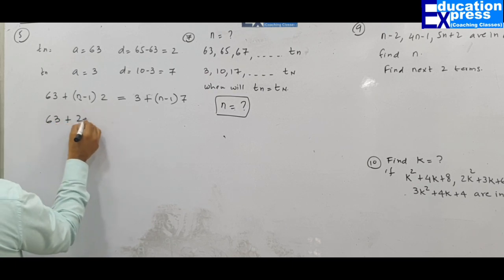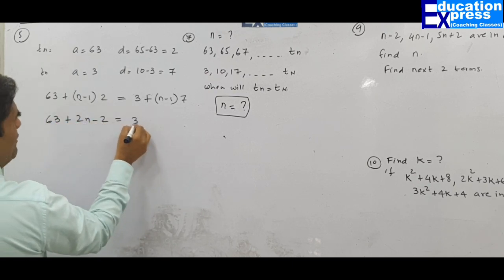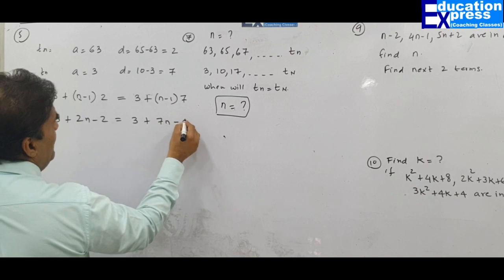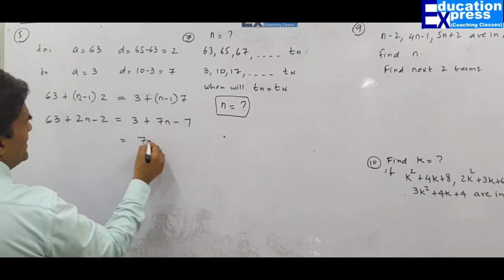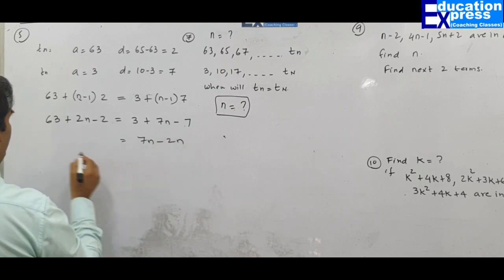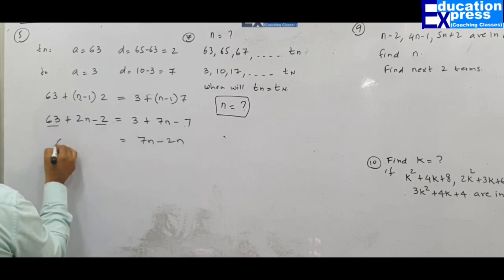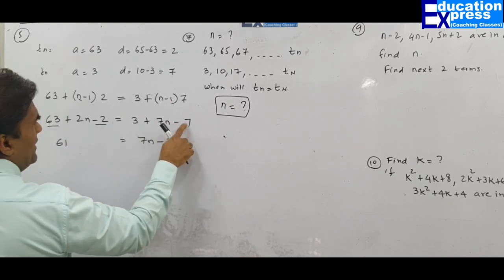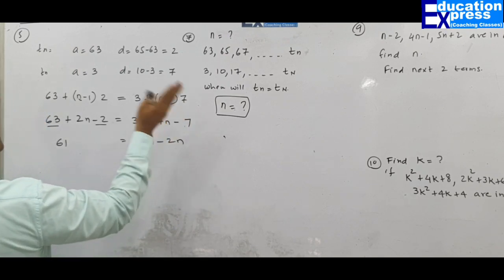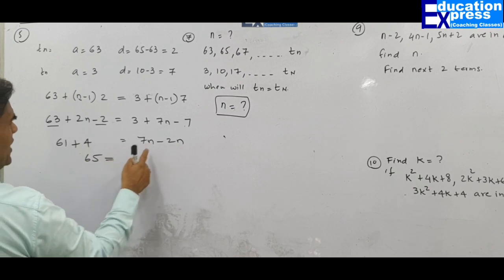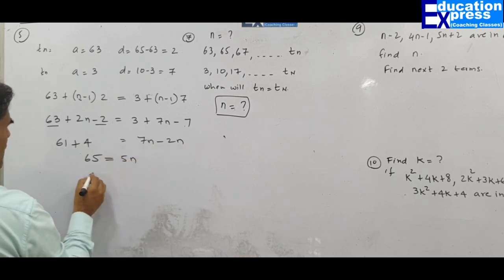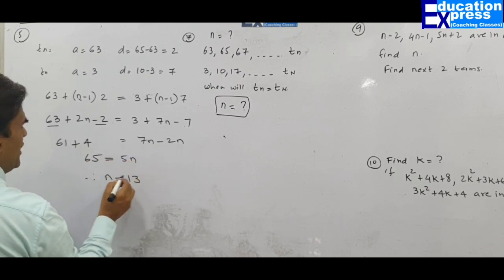63 plus 2n minus 2 equals 3 plus 7n minus 7. We can shift the 2n to the other side: 7n minus 2n. 63 minus 2 is 61. 3 minus 7 would be minus 4, shifted to this side, plus 4. So 65 equals 5n. Therefore, n equals 13.